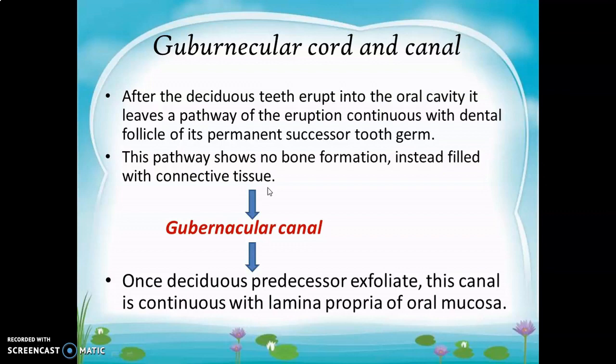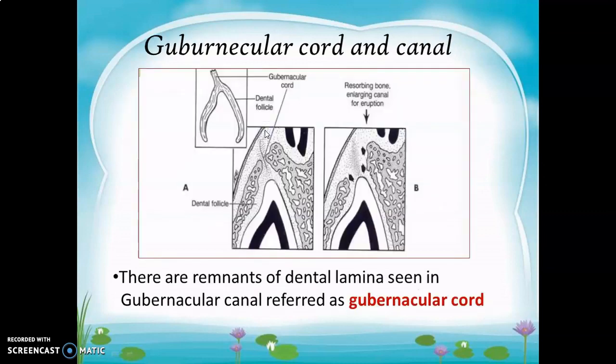So after the shedding of the deciduous tooth, you can imagine there is a clear path of eruption, that is gubernacular canal, which is continuous with oral mucosa on one side and dental follicles surrounding the permanent successor tooth germ on the other side. Thus the gubernacular canal guides the eruptive movement of permanent successor teeth. In the gubernacular canal, the remnants of dental lamina may be found, which are known as gubernacular cord.